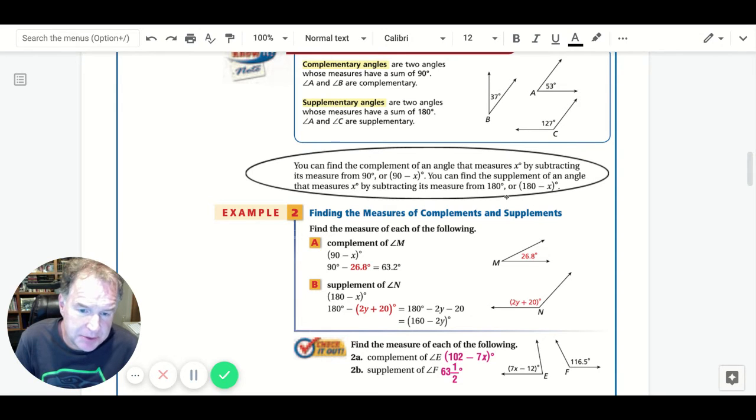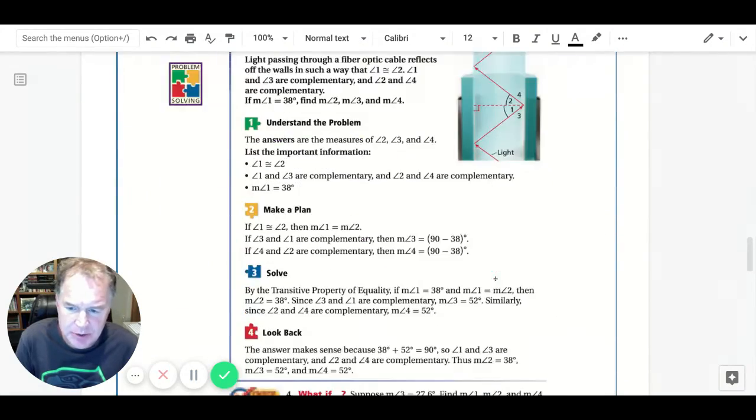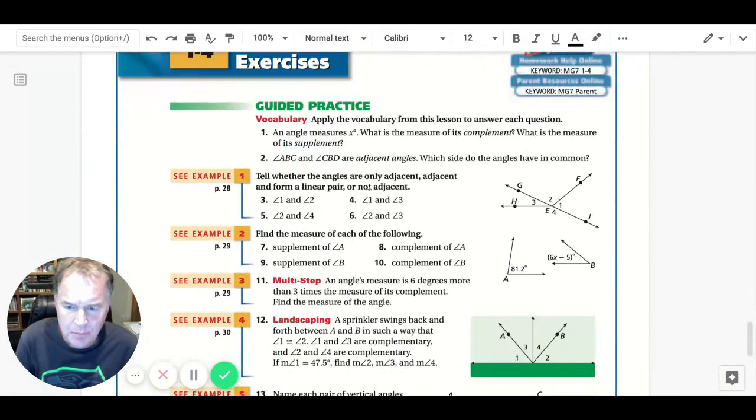Same thing with supplementary. They add to 180. If the angle's 10, 180 minus 10 would be the supplement. So we're just putting an x in there. That's the difference. And that's what's going on in question 1. So if the angle's x, the complement is 90 minus x, the supplement is 180 minus x.